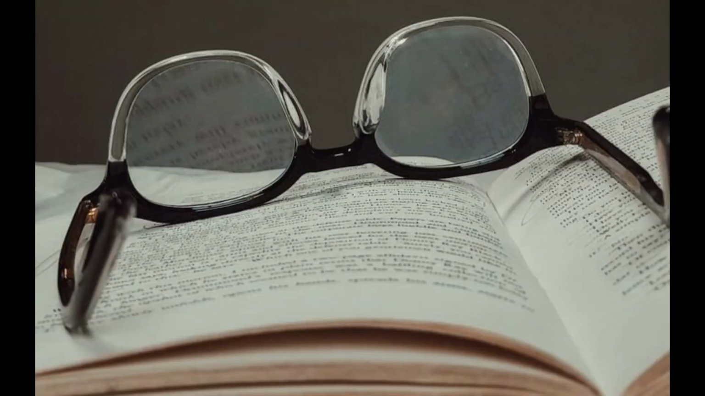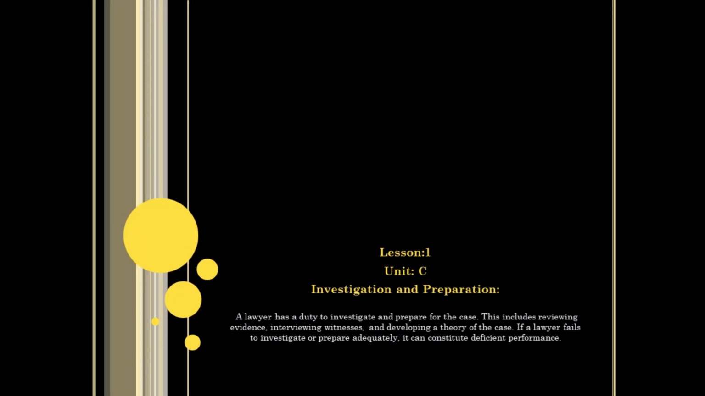Lesson 1. Unit C. Investigation and preparation. A lawyer has a duty to investigate and prepare for the case. This includes reviewing evidence, interviewing witnesses, and developing a theory of the case. If a lawyer fails to investigate or prepare adequately, it can constitute deficient performance.